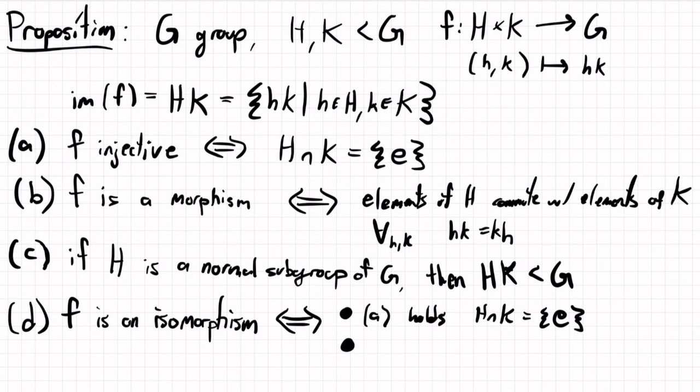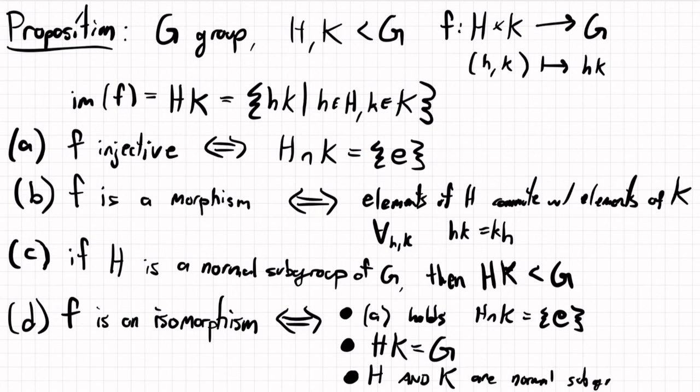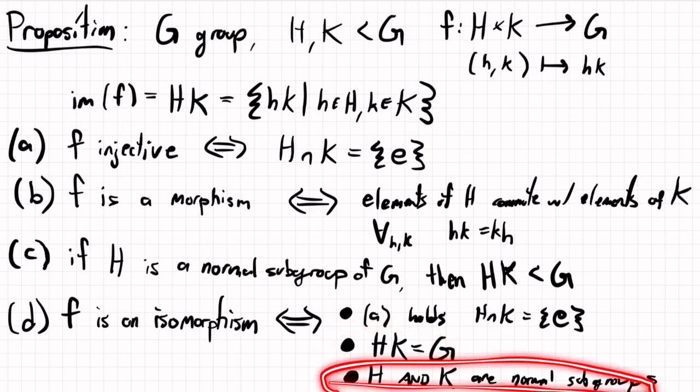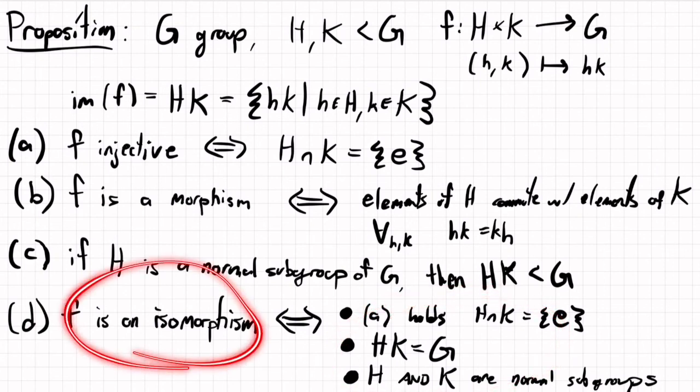Number two, we have to have that HK, well, this isn't part B, what it is we have to have is that H times K is the entire set G. And third, both H and K are normal subgroups. So if all 3 of these things happen, then we have an isomorphism, and that's an if and only if. So if any one of them fails, we don't have an isomorphism.